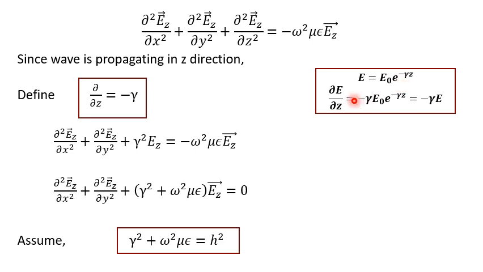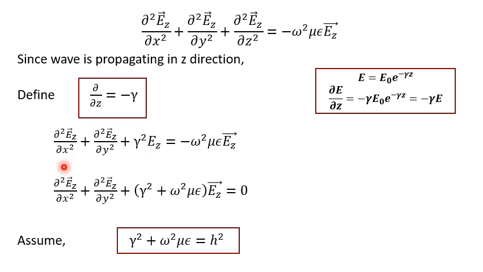If I take the derivative of this field vector with respect to z, we will get dou E by dou z is equal to minus gamma E0 into e raised to minus gamma z. This E0 e raised to minus gamma z is the same as E, so you can write this as equal to minus gamma times E. We can define another operator dou by dou z is equal to minus gamma. I'm going to use this definition here. By substituting this in the equation, dou square by dou z square can be replaced with gamma square.